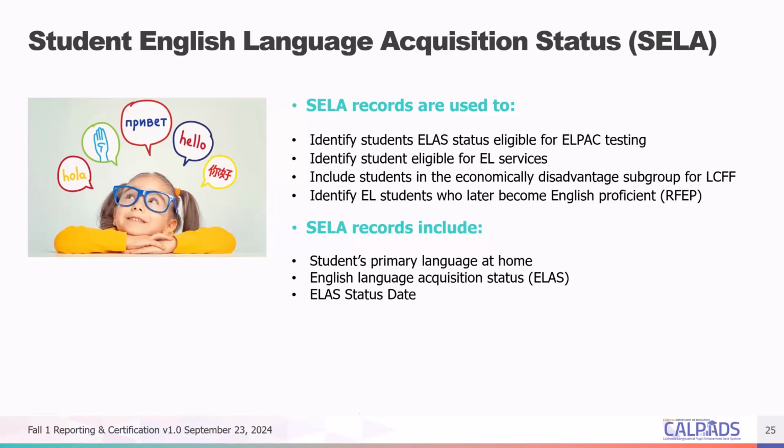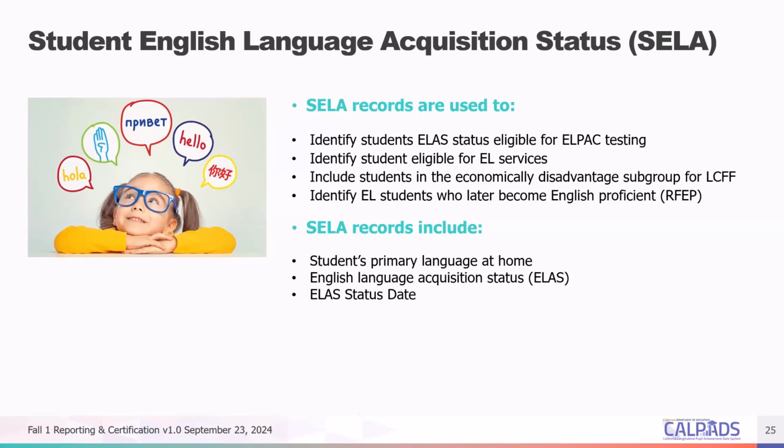Student English language acquisition status. All right, your SELA records are used to identify students' status eligible for LPAC testing. So those students who have a TBD, they're going to be LPAC tested. Identify students eligible for EL services, right? As a result of the LPAC testing, those EL students then are not just required, but they should receive EL services. Include students in economically disadvantaged subgroup for LCFF.